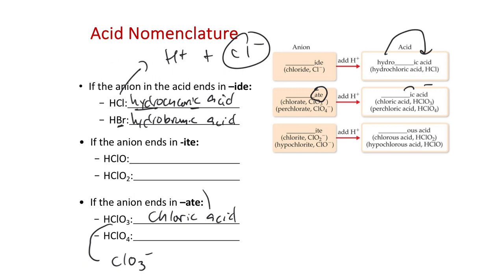So hopefully we see here HCl, hydrochloric acid, and then chloric acid, ClO3, HClO3. If we look at HClO4, ClO4 is perchlorate, so this would be perchloric acid.